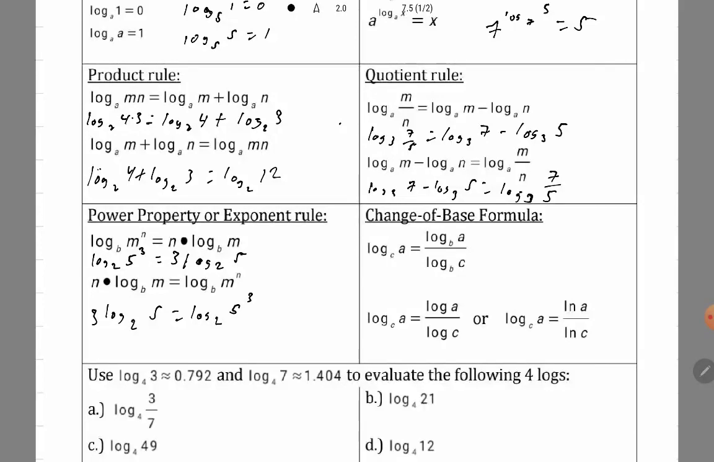Change of base. Sometimes we want to work with easier bases, usually log base 10, because log base 10 is in our calculator, and we can use it.